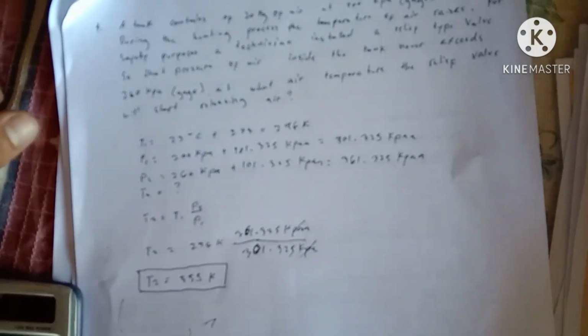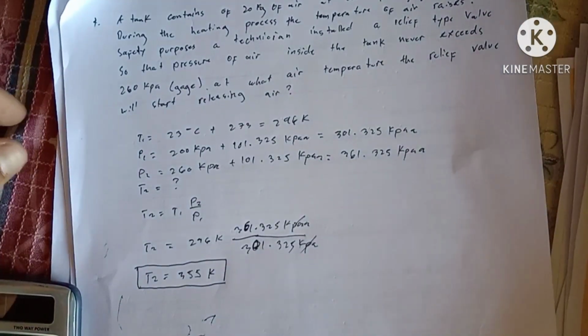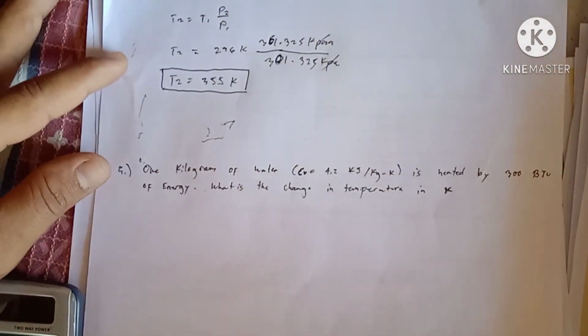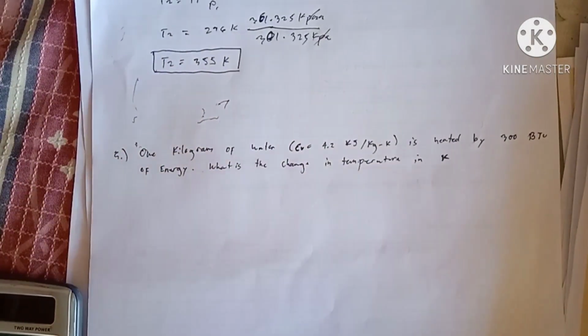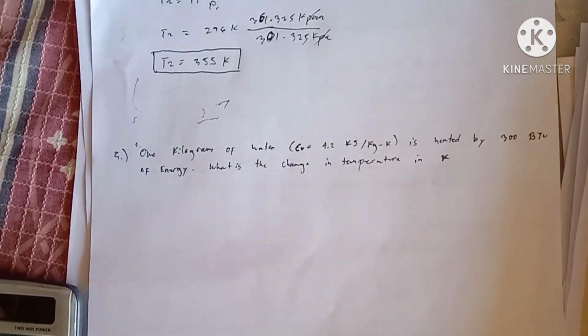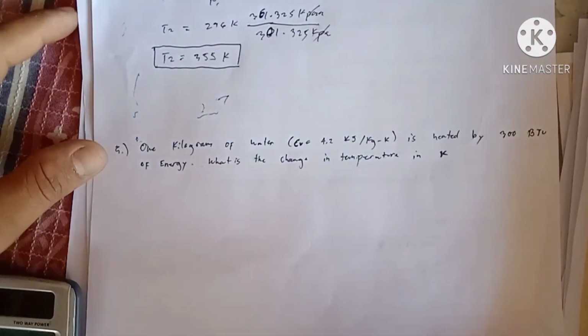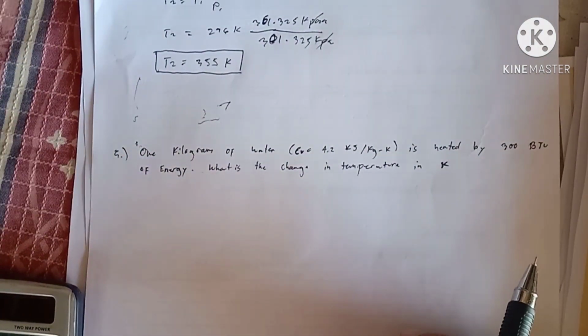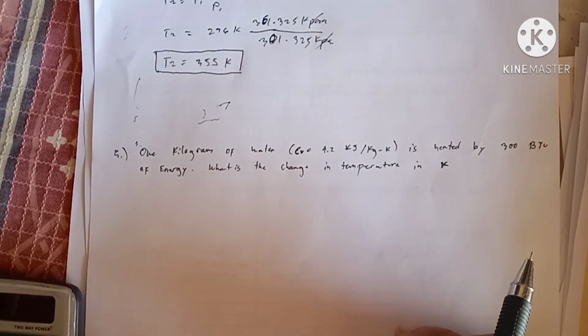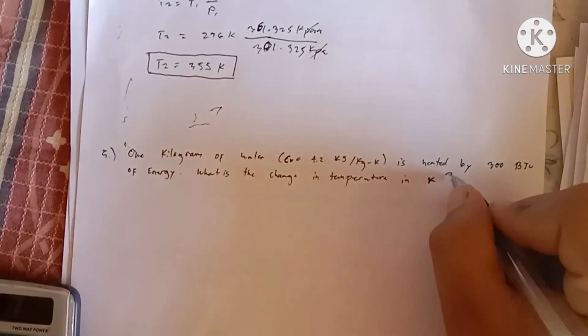So proceed to problem number 5. 1 kilogram of water, with Cv, constant volume, equal to 4.2 kilojoule per kilogram Kelvin, is heated by 300 BTU of energy. What is the change in temperature in Kelvin?